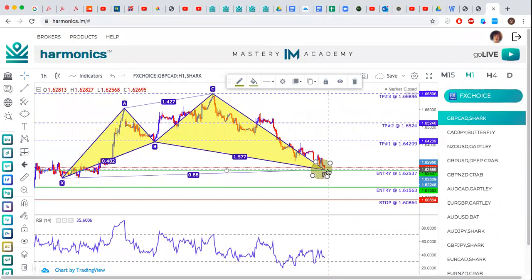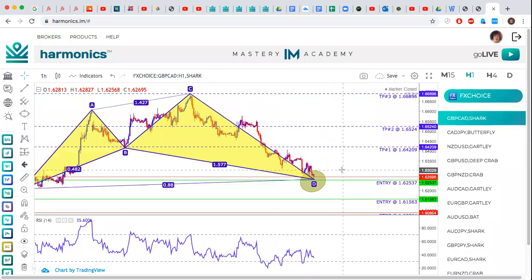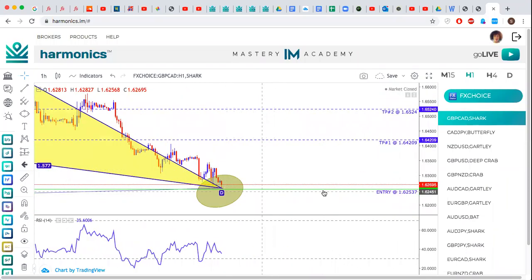There we go. All right. There we have the D. So I know I'm looking for a buy limit. Okay. I'll also see price. I mean, it kind of has hit the entry already, but we're going to use this as an example.